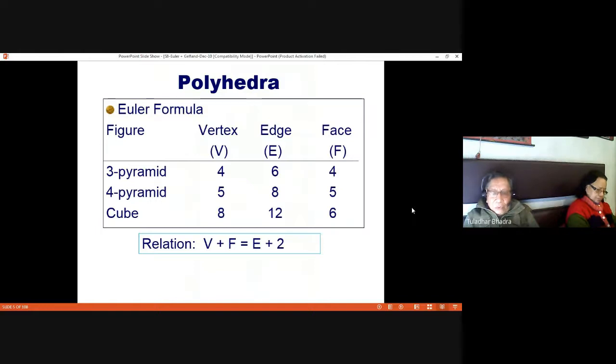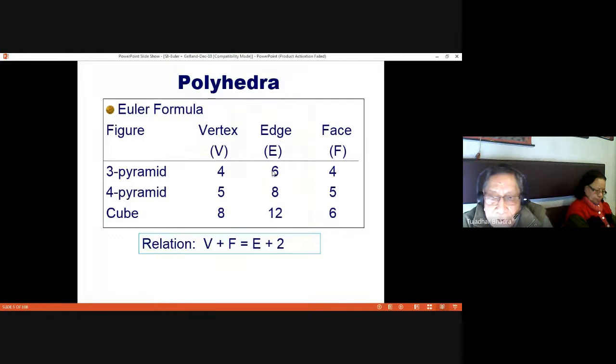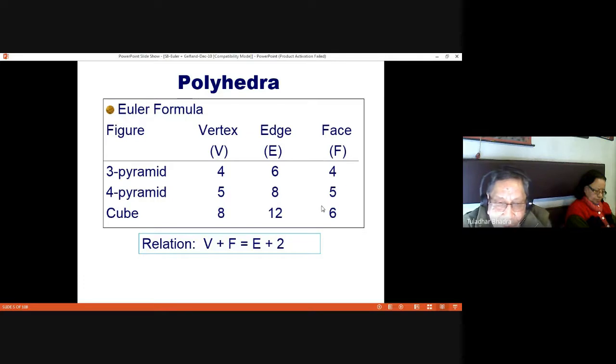So if you have polyhedra, for a triangular pyramid, the pyramid we see in Egypt is not a triangular pyramid. The triangular pyramid is the prism we see in our physics practical. So it has 4 vertices, 6 edges, and 4 faces. And the square pyramid which we see in Egypt has 5, 8, and 5, and the cube, which we know very much, has 8, 12, and 6. And looking at this relation, they derived a relation that V plus F is equal to E plus 2.